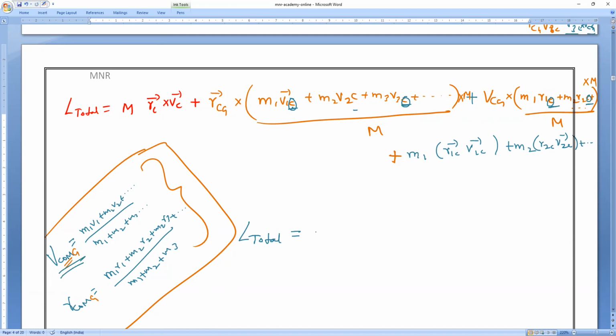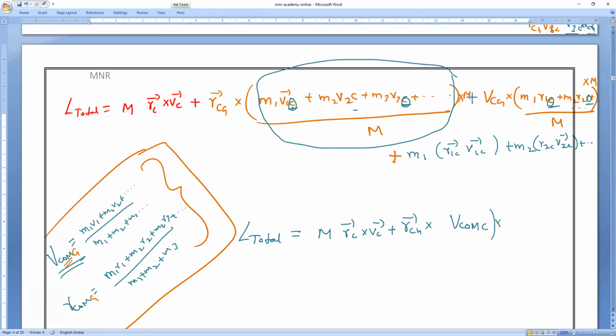So what will happen now? Capital M into RC into VC plus RCG into this whole term will become VCOM with respect to center of mass. This whole term into M. Any problem? So what is the velocity of the center of mass with respect to center of mass? Yesterday I taught you. Velocity of the center of mass with respect to ground exists. Velocity of the center of mass with respect to center of mass is equal to 0.